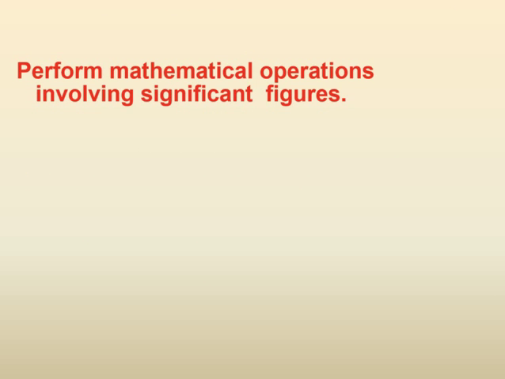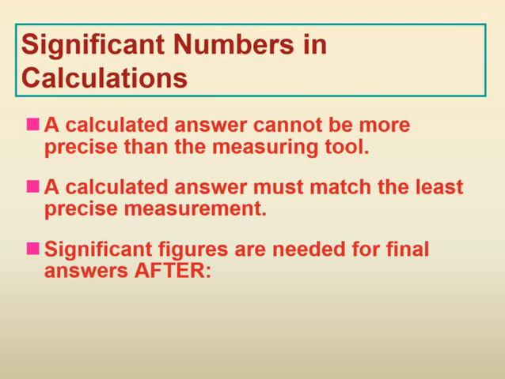Moving on, we need to be able to perform mathematical functions involving significant figures. So a calculated answer cannot be more precise than the measuring tool used to generate the measurement in the calculation. All right? A calculated answer must match the least precise measurement. Similarly, that old axiom, a chain is only as strong as its weakest link. A calculation is only as certain as its least precise measurement.